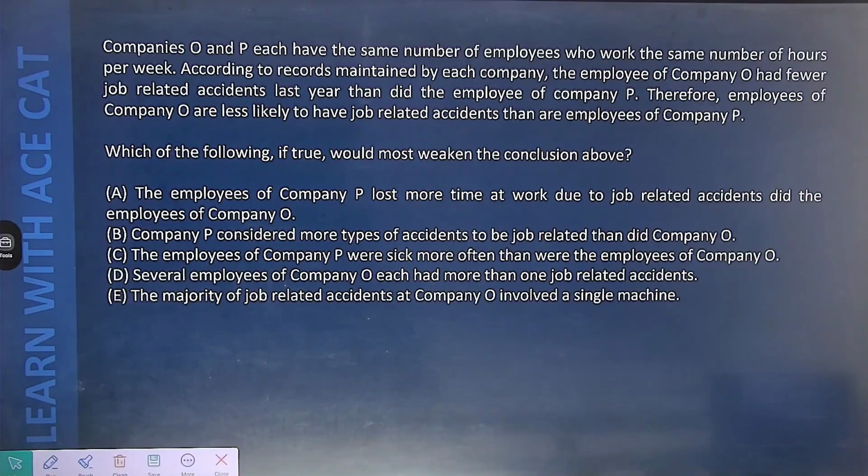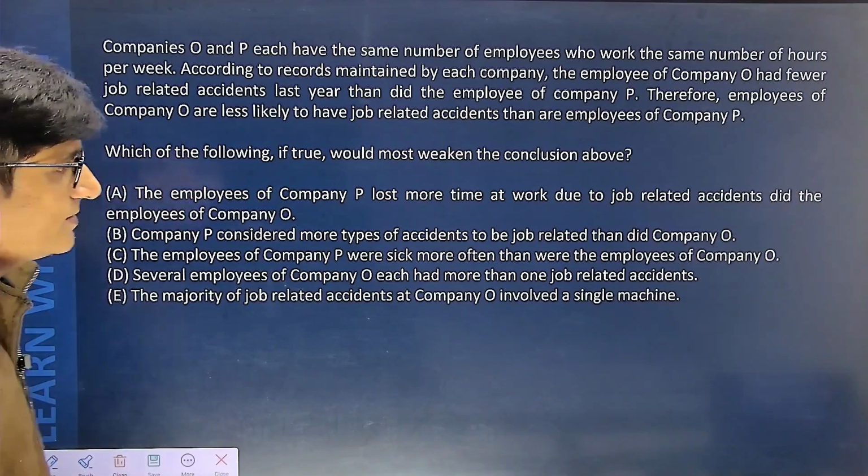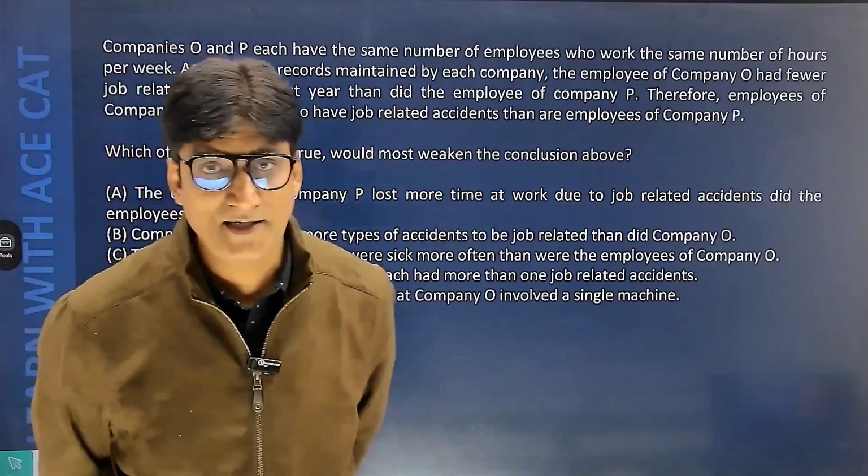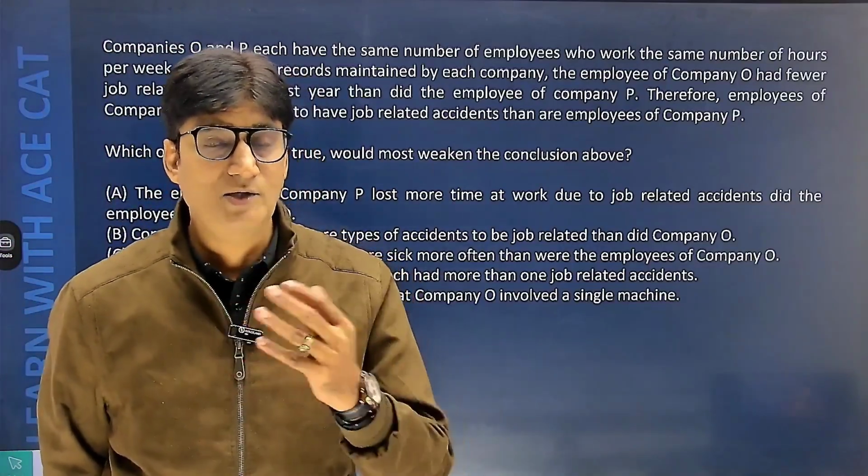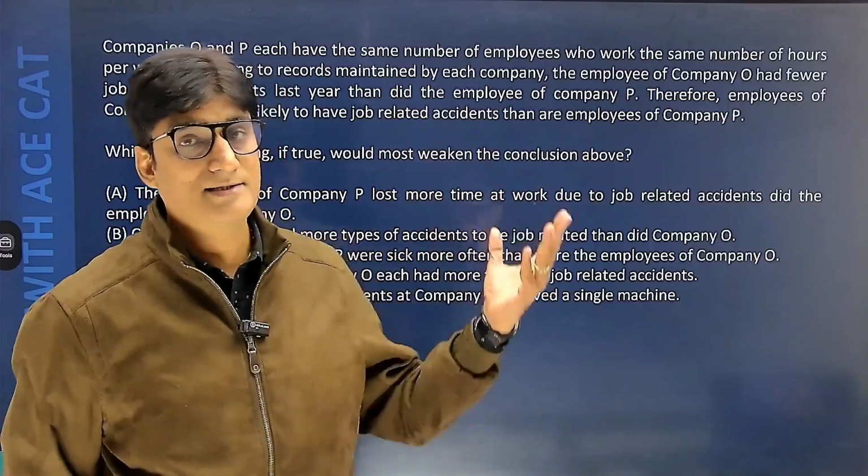Now the paragraph is same and we are supposed to find out the option which weakens the conclusion. Now you people try to understand. The conclusion is कि कंपनी O में जॉब रिलेटेड एक्सीडेंट्स होने के चांसेस कम हैं. And this conclusion is based on the premise, and the premise is last year's record.